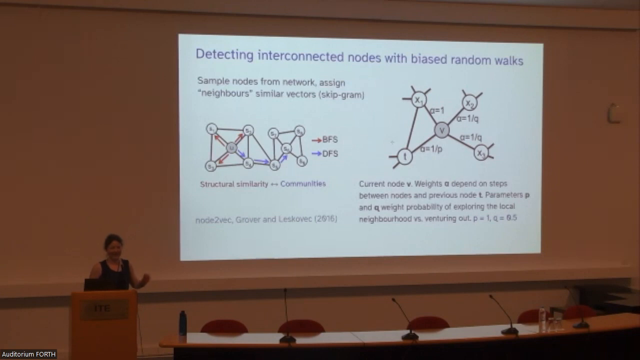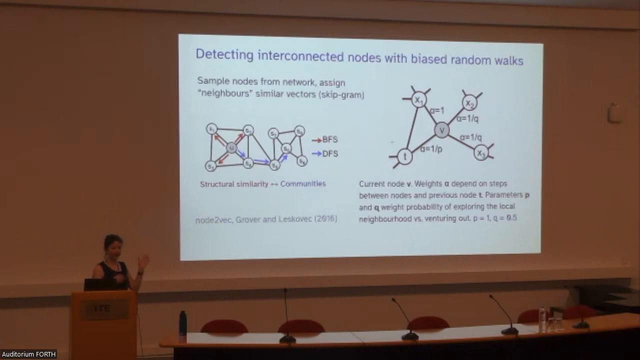And node2vec lets you detect groups of interconnected scaffolds. The way that it does that is it wanders around the graph and samples nodes, and it tries to give neighbors in the network similar vector embeddings. And there are two broad notions of similarity or neighborhood. One is that different nodes could have similar structural roles, so they might be hubs or something. But what I'm really interested in here is finding communities.